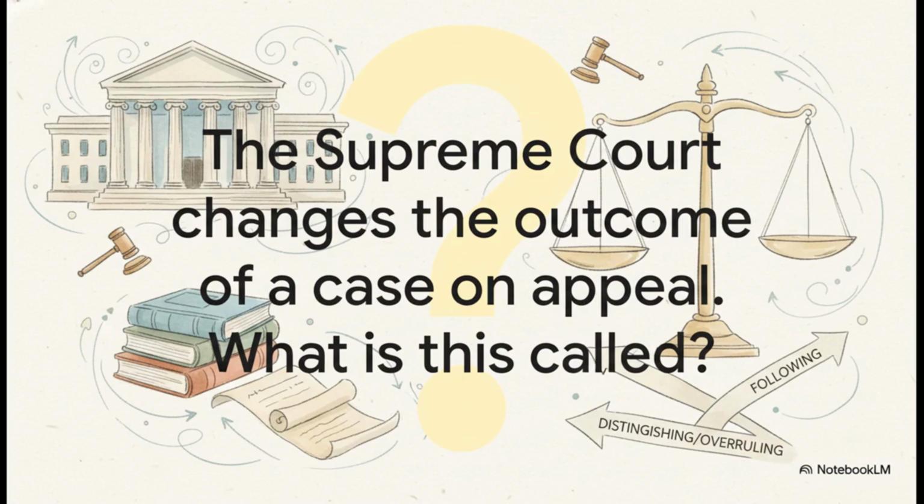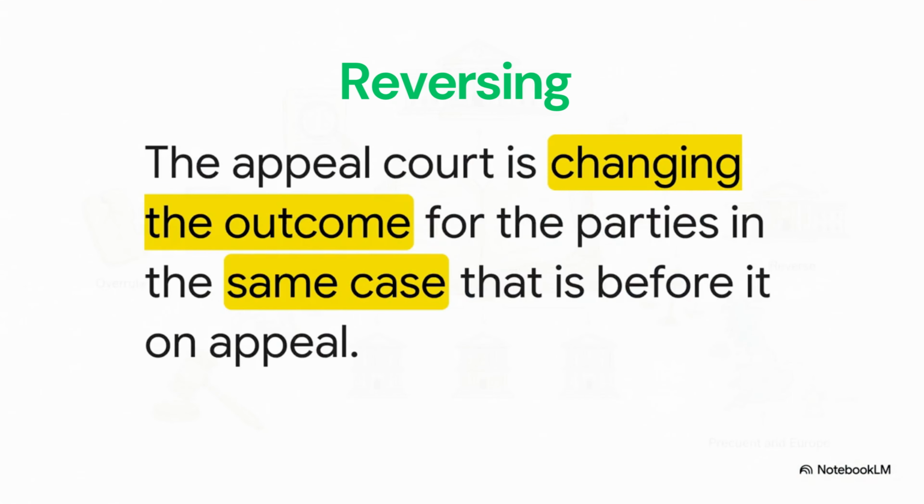You got it. The correct answer is reversing. Remember that key distinction we drew? Because the Supreme Court is changing the result for the specific people in the case that is right there in front of them on appeal, they are reversing the lower court's decision. They aren't just striking down some old legal rule from a different case.